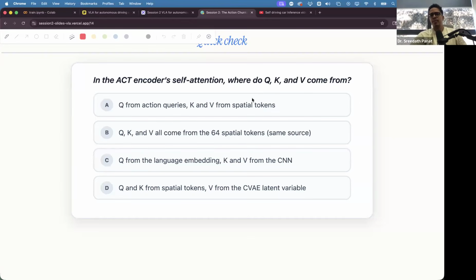Yes, feel free to answer. It all comes from spatial tokens, the same source. Okay, so B.